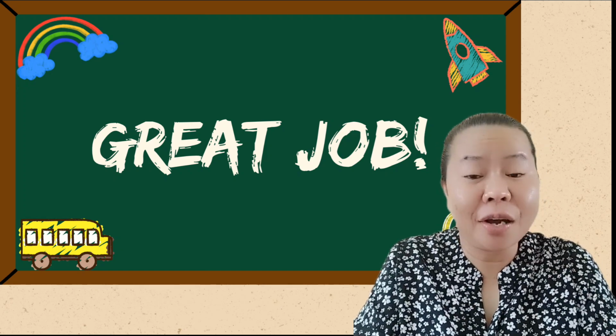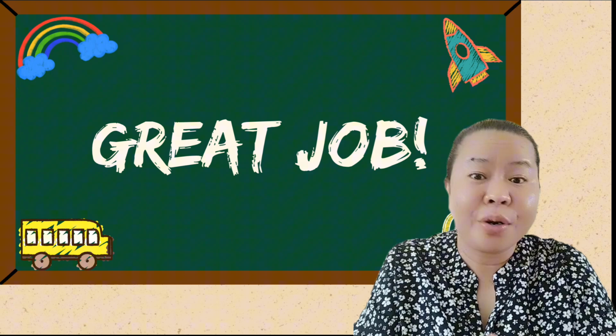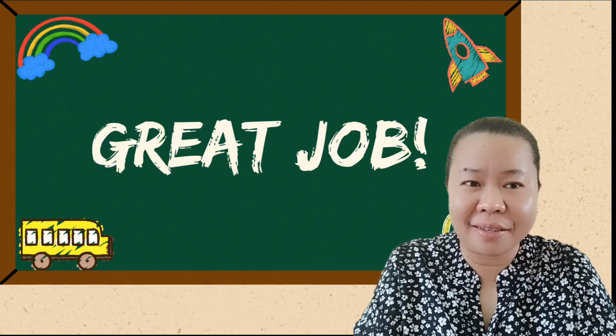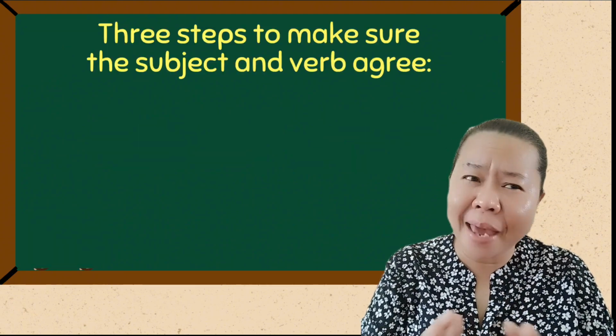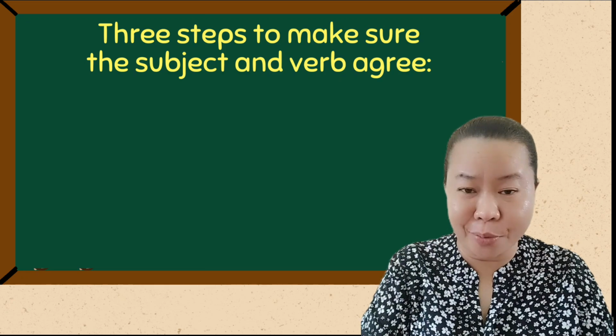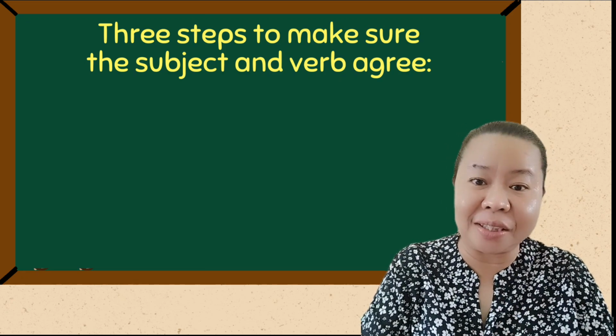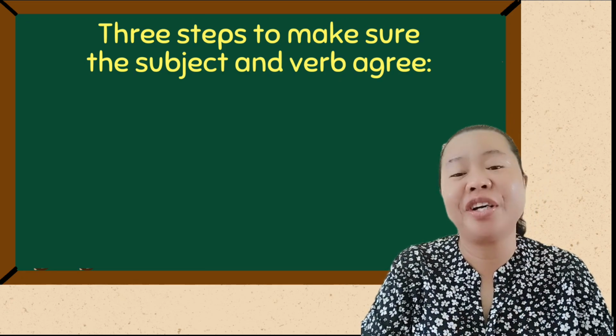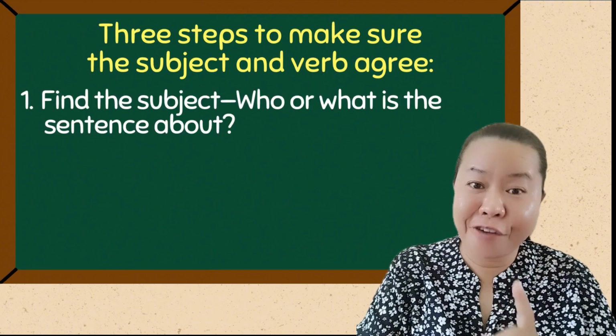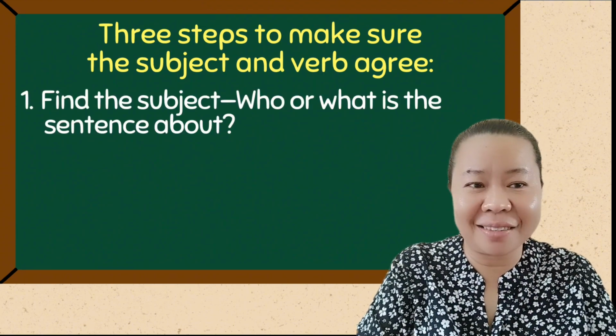Now, let's talk about how to ensure correct subject and verb agreement. Remember that no matter what kind of sentence we're dealing with, we need to follow these 3 steps to make sure the subject and verb agree. First, find the subject.